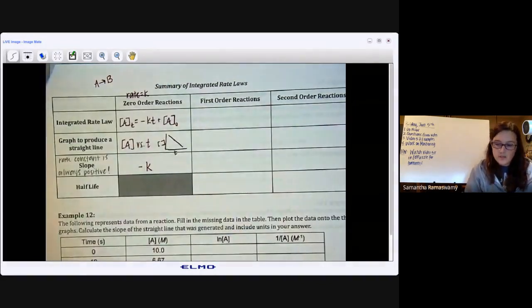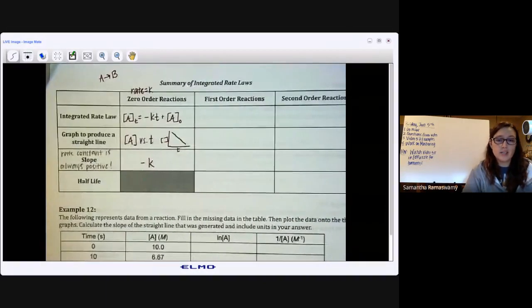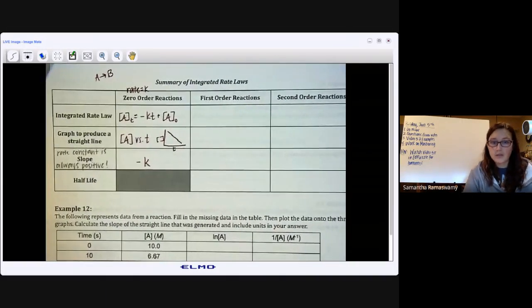So remember that if you're solving for the slope, you're solving for the rate constant, and you get a negative number, put a negative in front of it, make it positive. K is always a positive number.